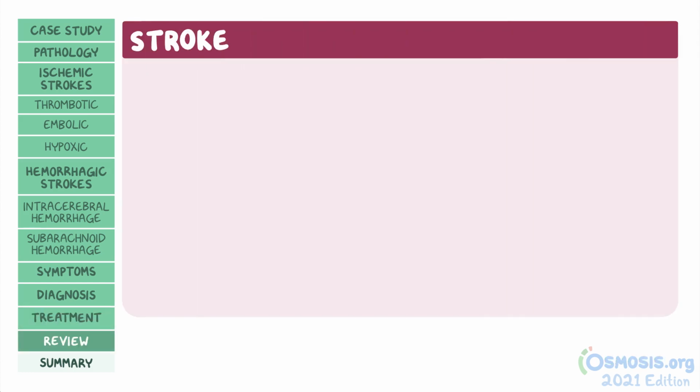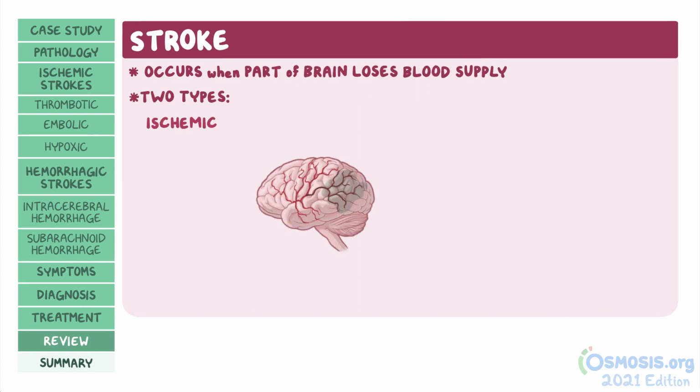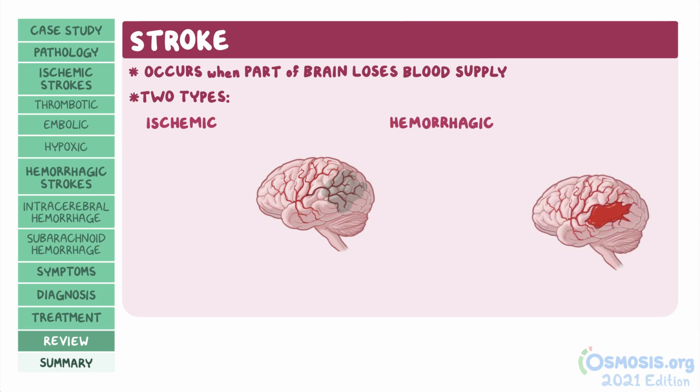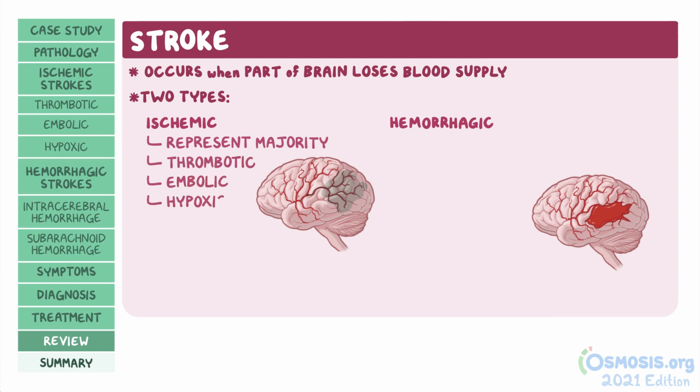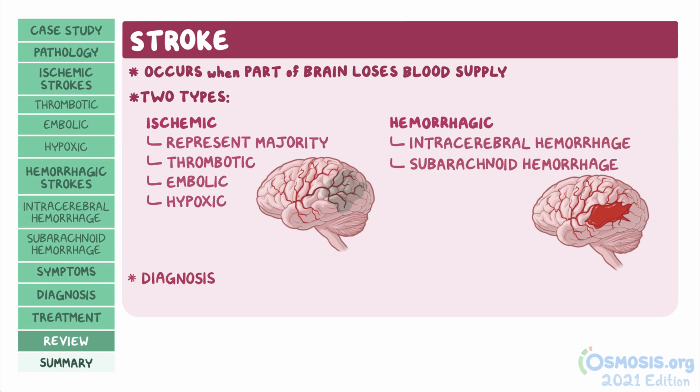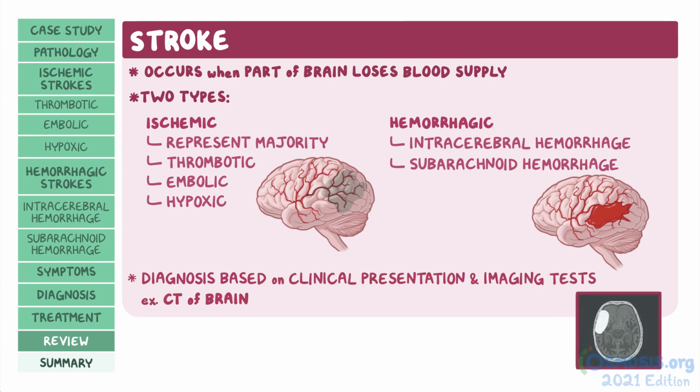Alright, as a quick recap, a stroke occurs when a part of the brain loses its blood supply. There are 2 major types of strokes, ischemic and hemorrhagic. Ischemic strokes, which represent the majority of strokes, can be either thrombotic, embolic, or hypoxic. Hemorrhagic strokes include intracerebral hemorrhage and subarachnoid hemorrhage. Diagnosis of a stroke is primarily based on clinical presentation and imaging tests, such as CT of the brain.